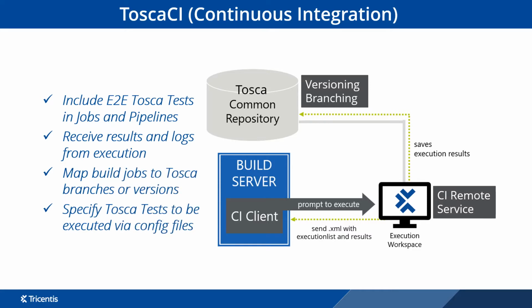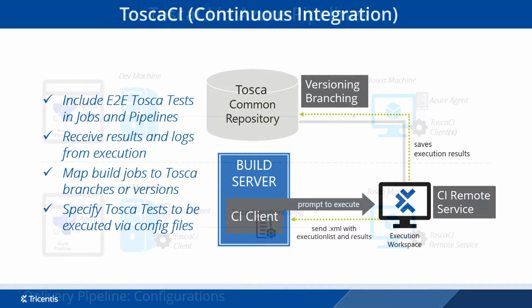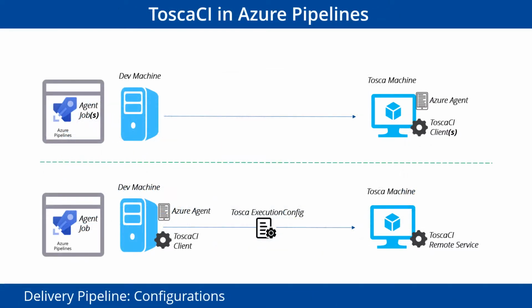We can map pipeline jobs to specific branches or versions of tests within Tosca, or pass config files to the execution machine, specifying the tests to be executed without needing to access the execution machine itself. We set up Tosca CI in different ways depending on your infrastructure and requirements, but here's a couple of examples.